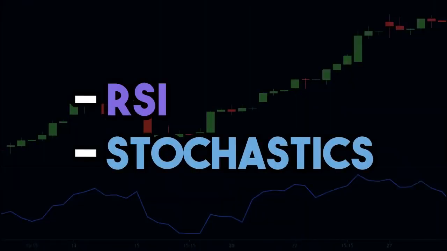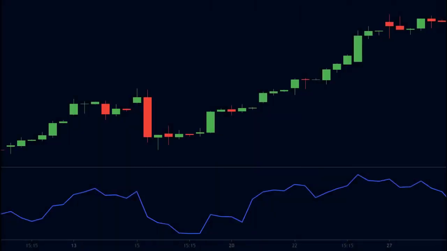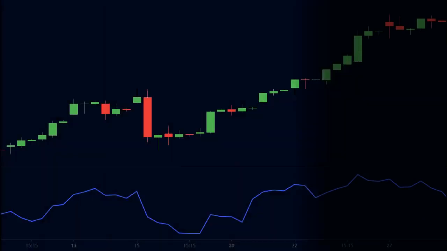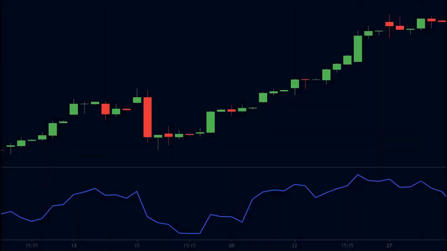The RSI and stochastics are some of the most popular momentum indicators. They both show us overbought and oversold regions in the price. Hence, they can help us in identifying reversals.